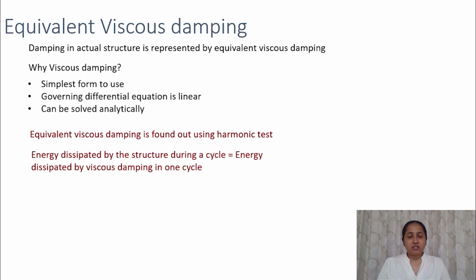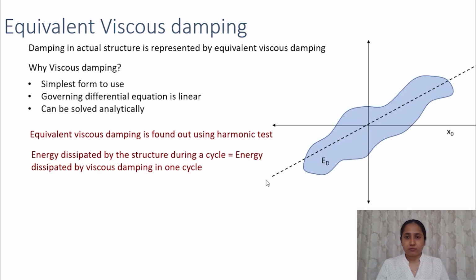The energy dissipated by the structure during a cycle will be equal to the energy dissipated by the viscous damping in a cycle. So we can equate these two and find out an equivalent damping ratio. We can do a harmonic test. We can excite the system using harmonic forces with different forcing frequencies, and we can find this dynamic hysteresis loop. Then we can measure its area, and that will give us the energy dissipated.